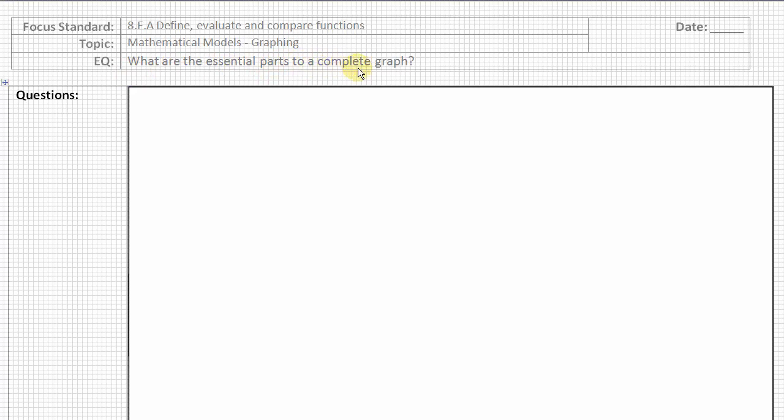Our essential question is, what are the essential parts to a complete graph? Please take a moment, pausing the video if you need to, to write down your header. Be sure to include today's date, set up your question column and the note column, and resume the video when you're ready to begin.